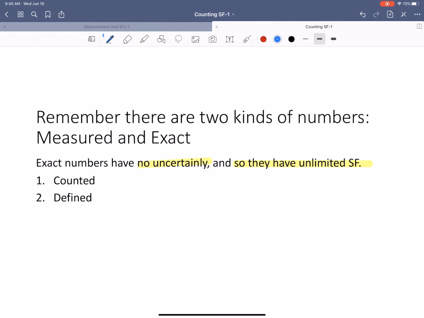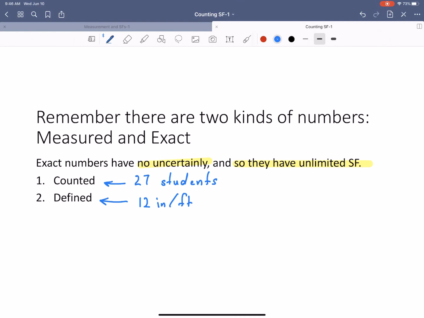What kind of numbers are exact? Well, counted numbers. I can count small numbers of large, discrete things with no uncertainty. I can count up to 27, and students are discrete. We never have like 27.2 students. And defined would be a ratio that came from a definition. So it might be something like there's 12 inches in a foot, or 12 inches per foot.